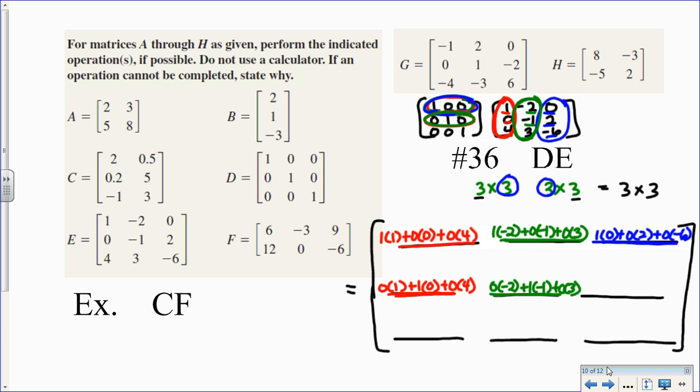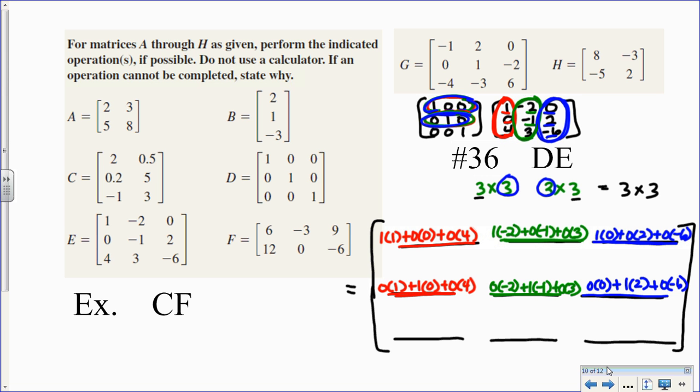And then this spot here is second row, third column. So second row, third column. So rows is the first one, columns is the second. So 0 times 0 plus 1 times 2 plus 0 times negative 6. Okay.